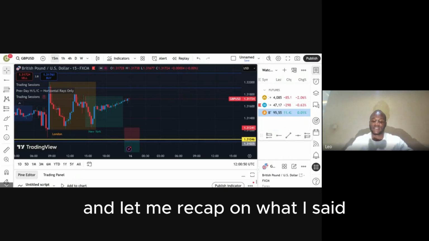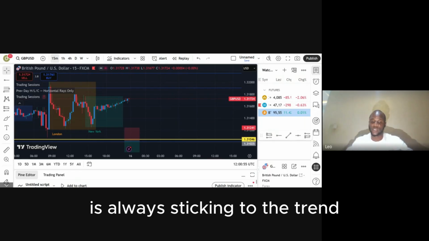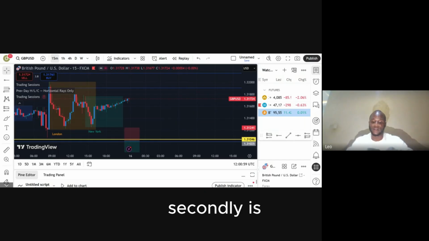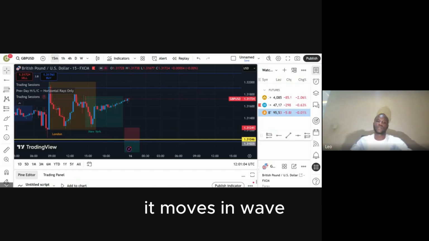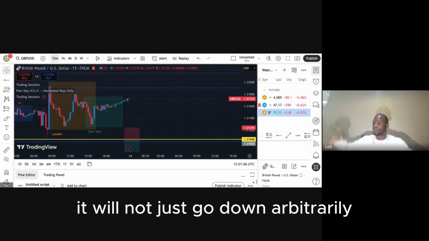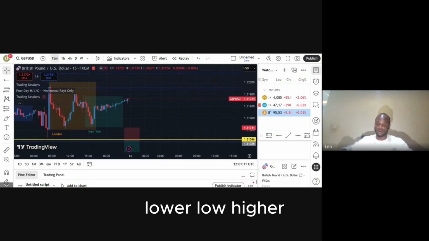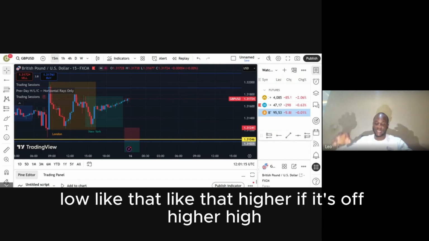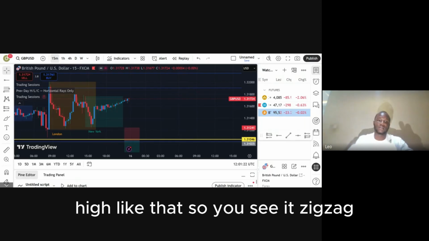Let me recap. The fundamental principle of technical analysis that has made me profitable is always sticking to the trend, the overall direction, which I know from the daily time frame. Secondly, knowing that the market does not move in a straight line, it moves in waves. Even though it's going down, it will not just go down arbitrarily. It would create lower high, lower low, like that. If it's up, higher high, higher low, higher high, higher low, like that. So you see it zigzag.